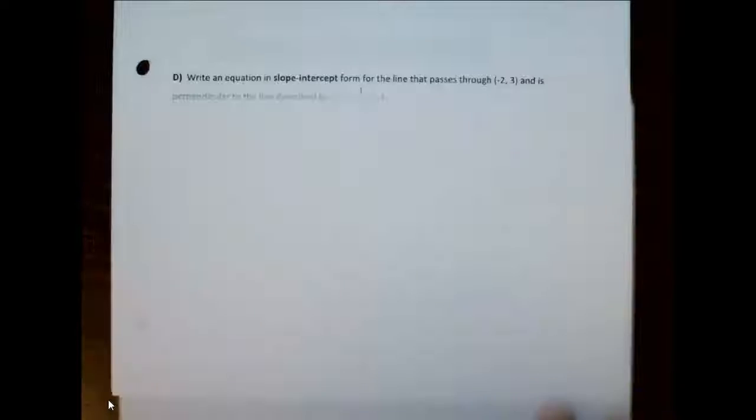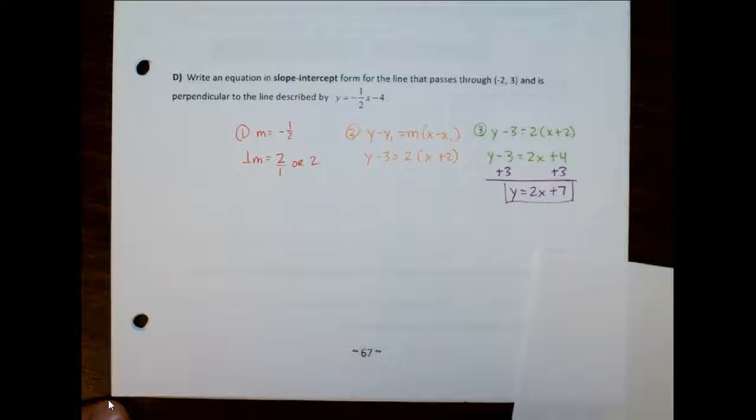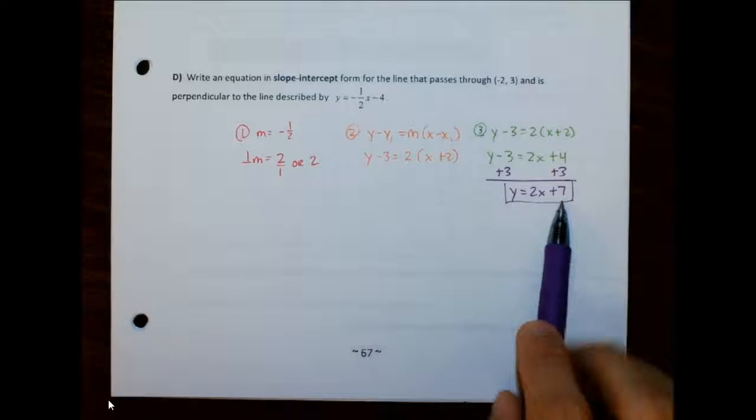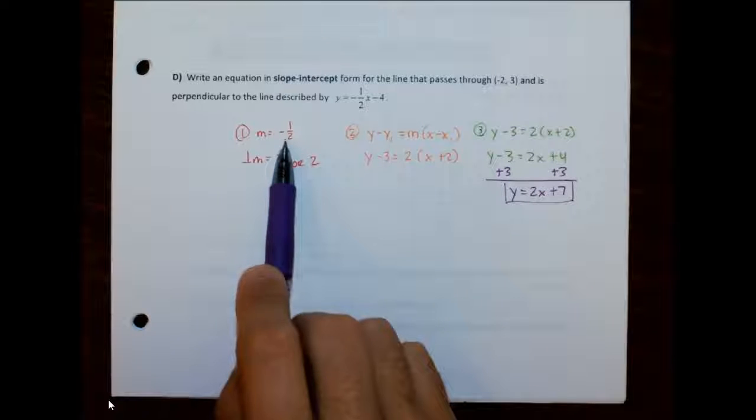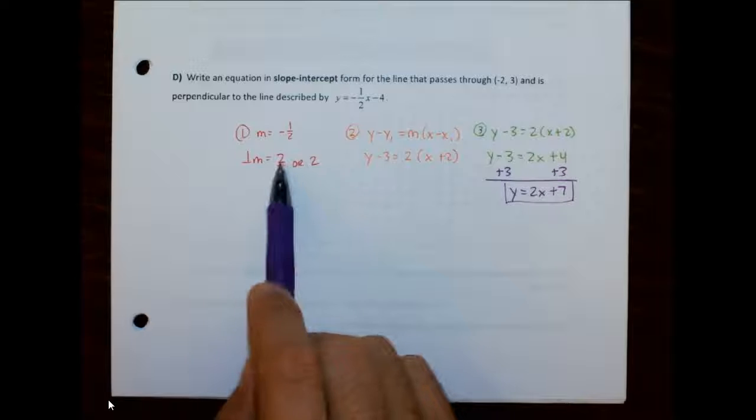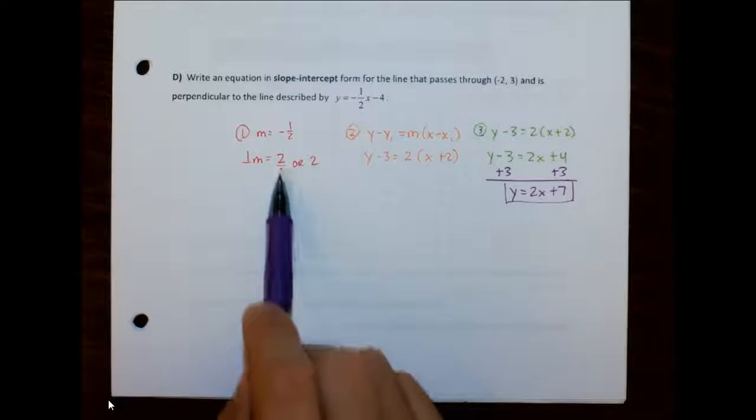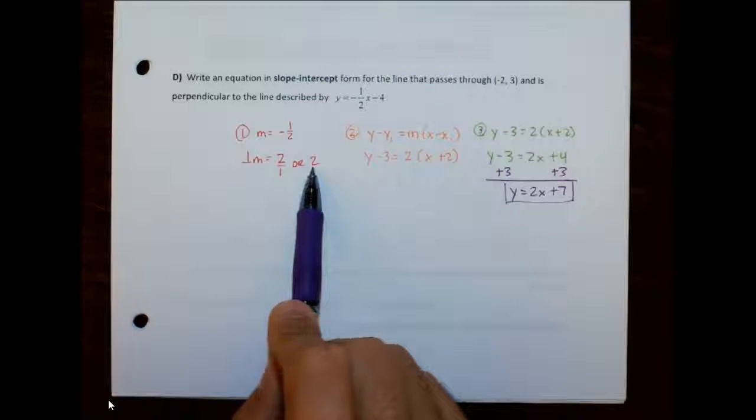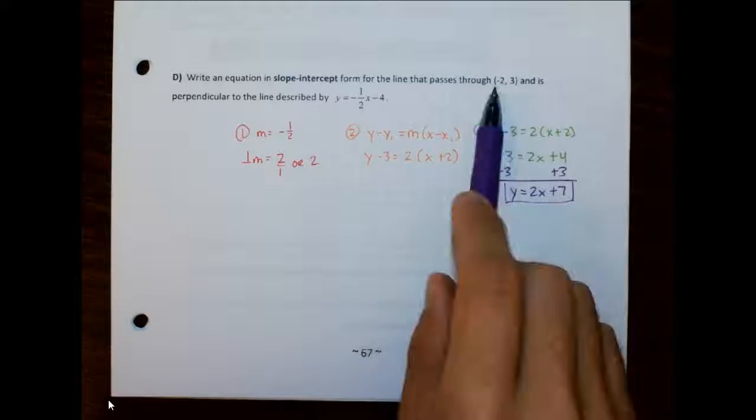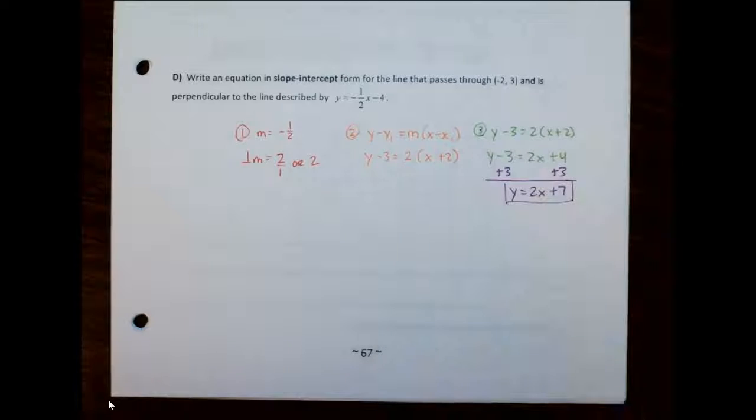For D, which I had you try on your own, you should have gotten y equals 2x plus 7. So your given slope was negative 1/2. The opposite of a negative is a positive. If I take 1/2 and flip it as a fraction, that's 2 over 1, or just simply 2. So when I solve for y through the given point, you get y equals 2x plus 7.